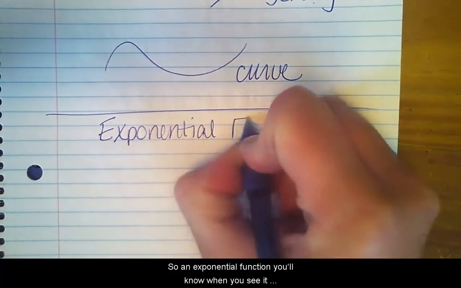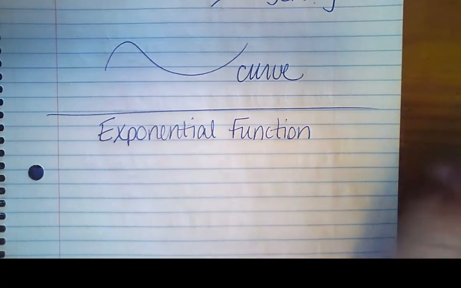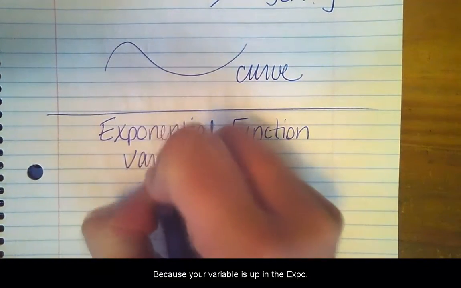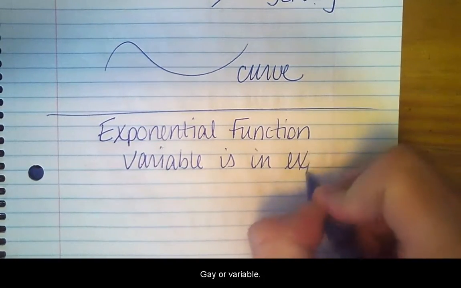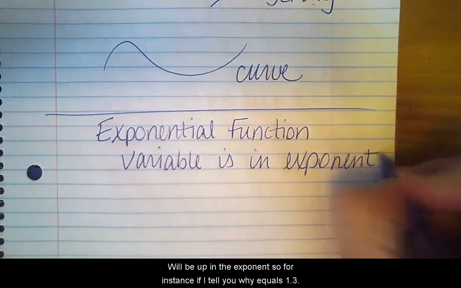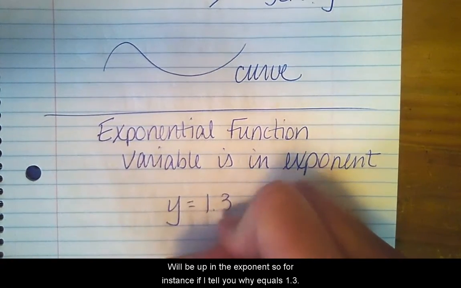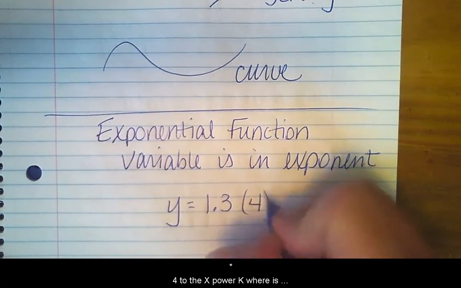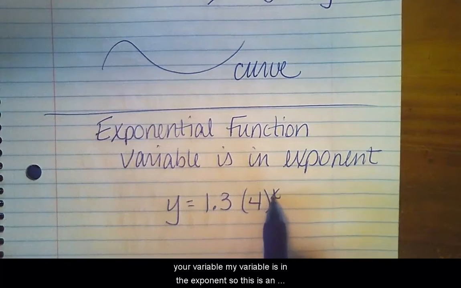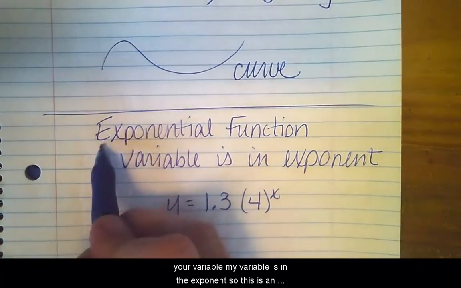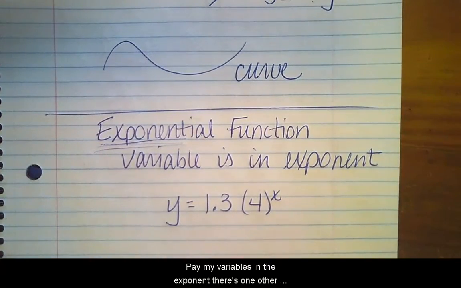So an exponential function, you'll know when you see it that it's exponential because your variable is up in the exponent. Your variable will be up in the exponent. So for instance, if I tell you y equals 1.3 times 4 to the x power, where is your variable? My variable is in the exponent. So this is an exponential function.